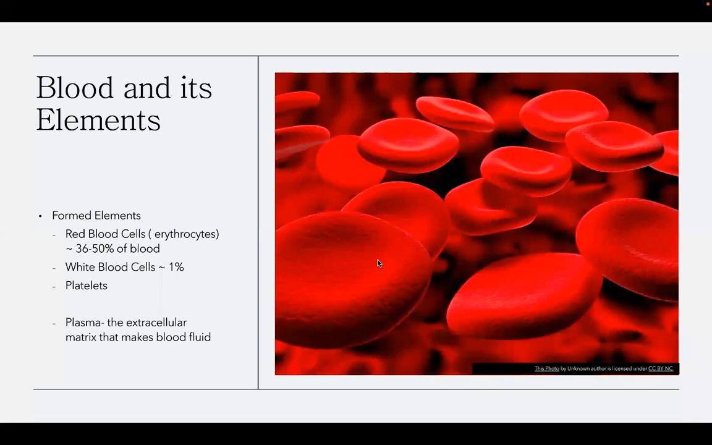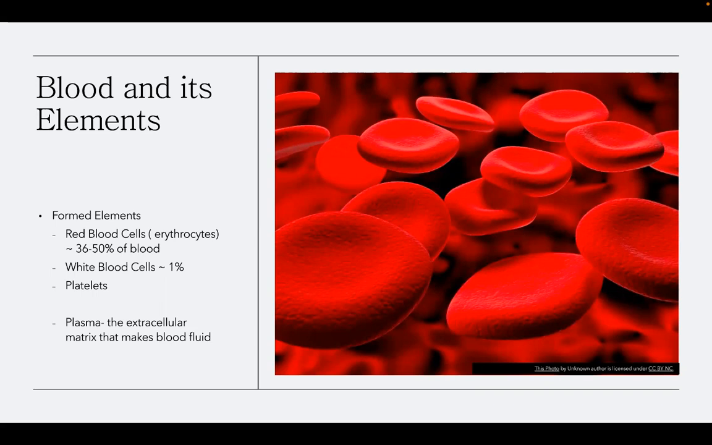Starting off, we will discuss blood and its elements. Blood is made up of what are called formed elements. These are red blood cells, white blood cells, and platelets. It is important to note that blood is a connective tissue and is fluid due to the extracellular matrix of plasma, which we will discuss in more detail later on in the presentation.